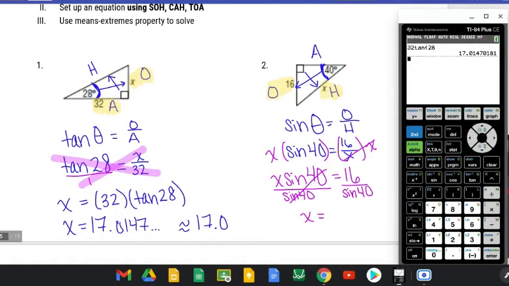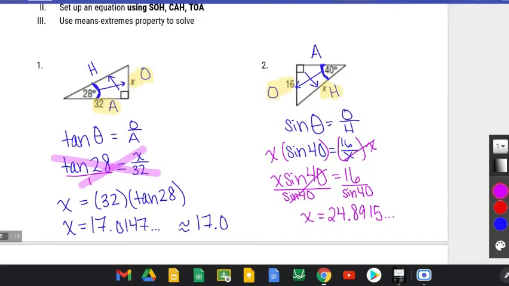So now in my calculator, I can type 16 divided by the sine of 40. If you want to be fancy, you can set it up as your alpha y equals, to make it look like a nice fraction, 16 over the sine of 40. But either way you do it, you will get the same answer as you see here, which is 24.8915, which rounded to the nearest tenth would be 24.9.